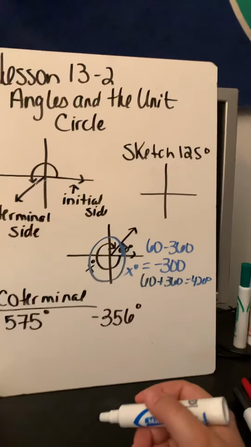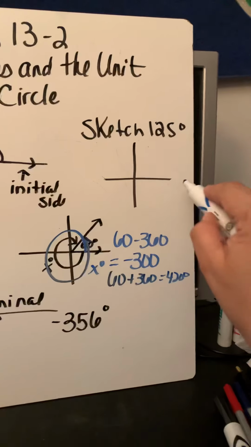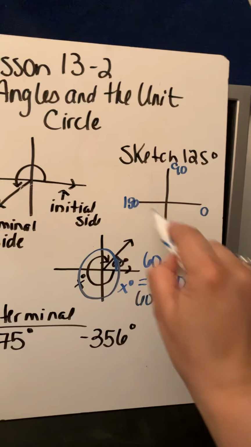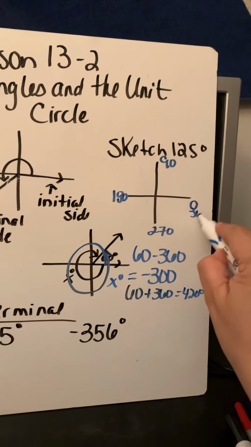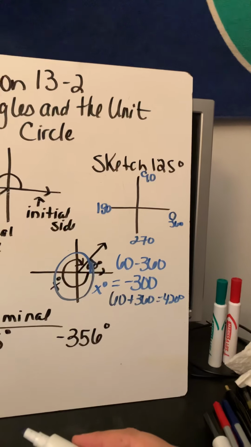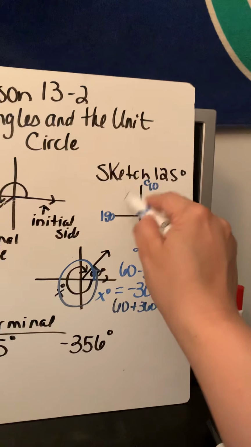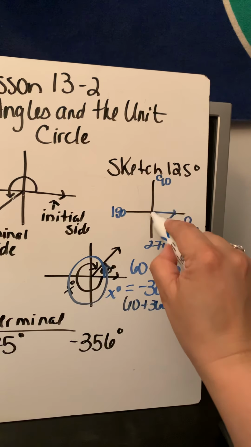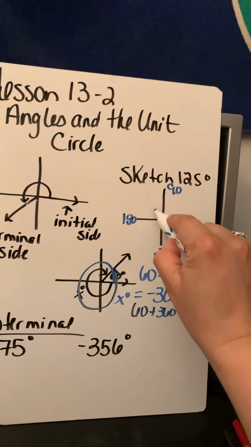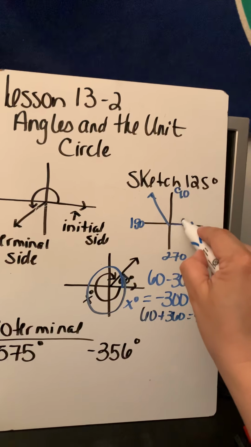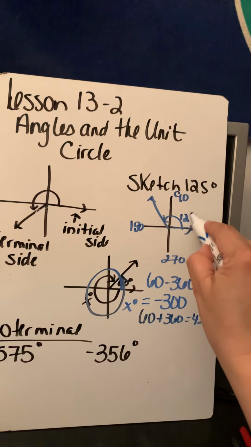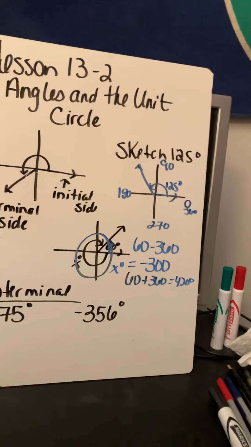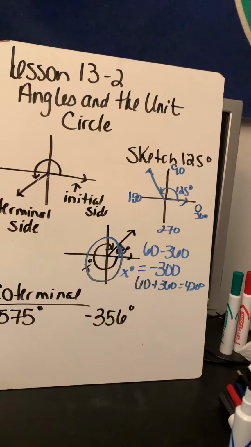So let's say I want to sketch 125. Now remember, when we did the unit circle yesterday, you get 0, 90, 180, 270, 360. So where would 125 lie? In quadrant 2. So I'm going to do my initial side, and it's a little bit beyond 120. And then I label it like this, 125. That's all there is to it. When you're sketching the angles, that's all you need to do.